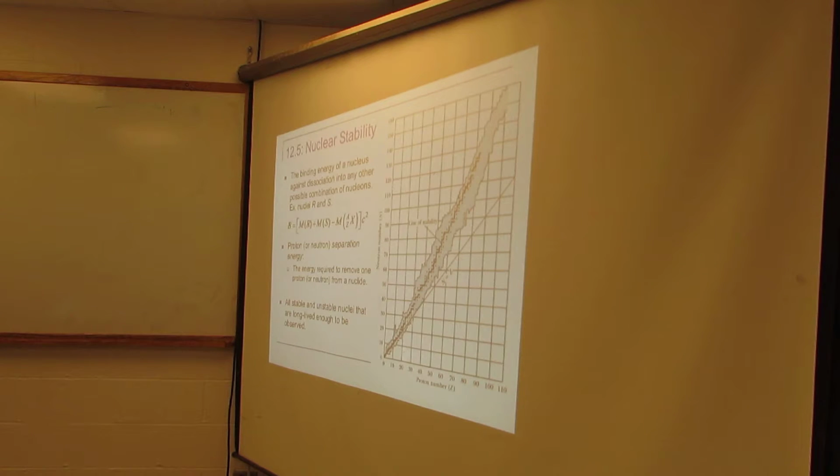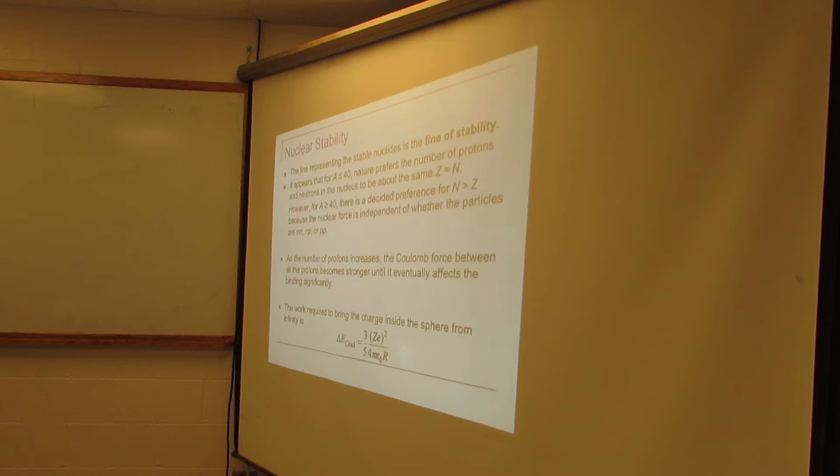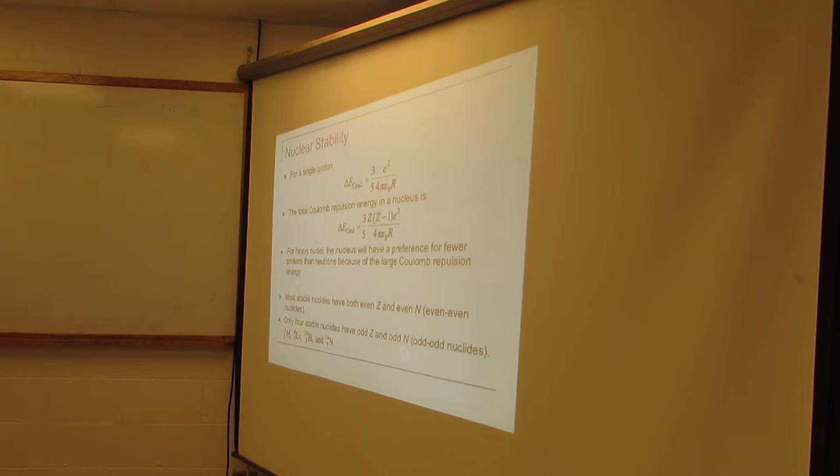Then if you come back and look at the graphic, you can say, okay, we can see that if we have a higher number, we are going to have less stability in terms of the line. Okay, then for a single proton, we can have the variation of the Coulomb and the total repulsion, which is going to depend on the number of protons in the nucleus also.